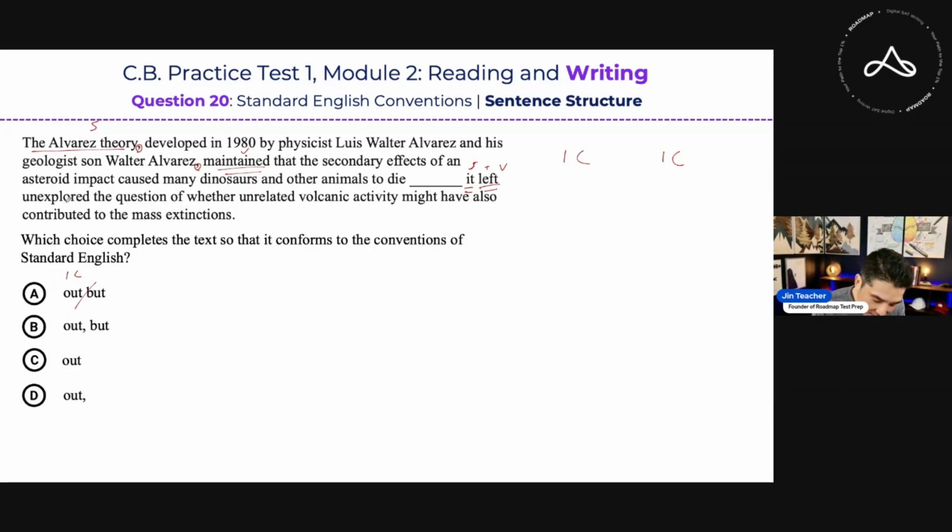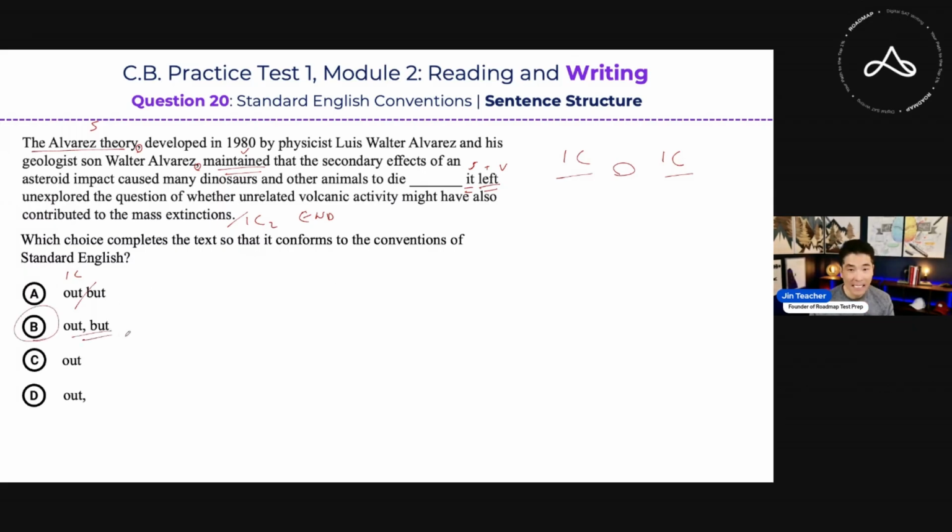So it left unexplored the question of whether unrelated volcanic activity might also have contributed to the mass extinctions. This is my second independent clause. Can you guys see that? You have to read to the end of the sentence and just make observations. The observation that I made is, oh, I have two independent clauses, right? So now what does that tell me? That tells me that I have to have proper punctuation to separate these two. So like we mentioned, you have to have a comma and the fanboys word to separate the two.